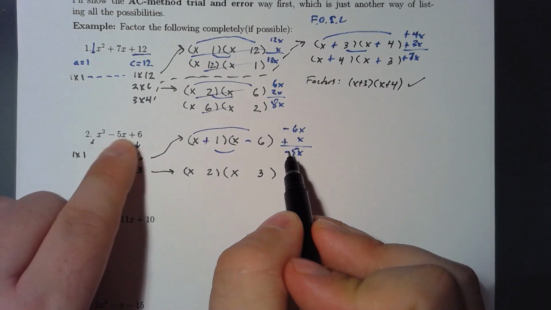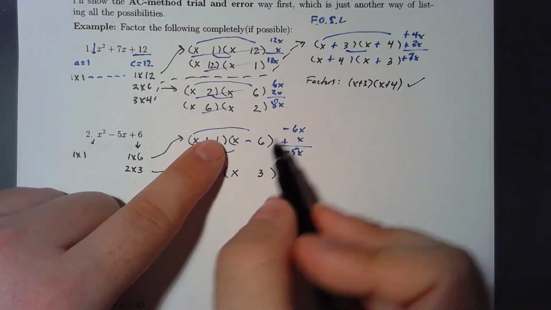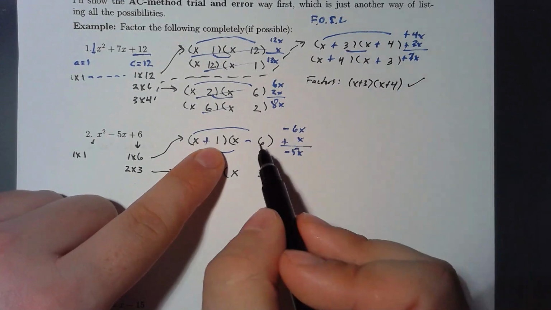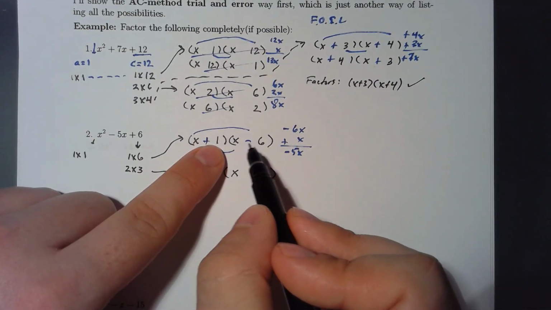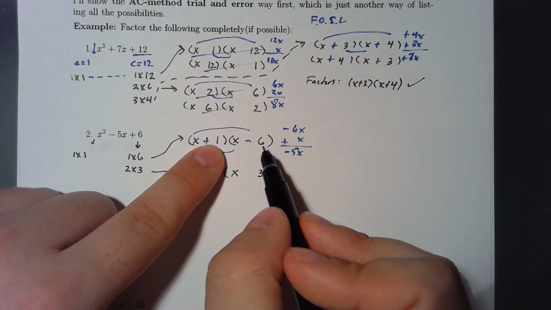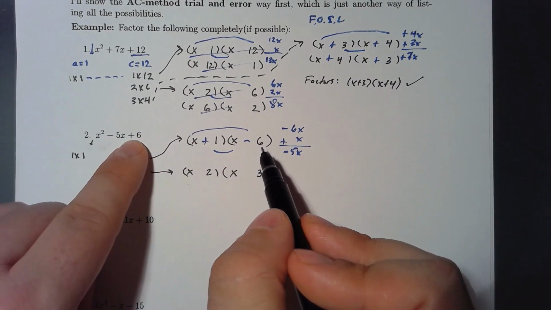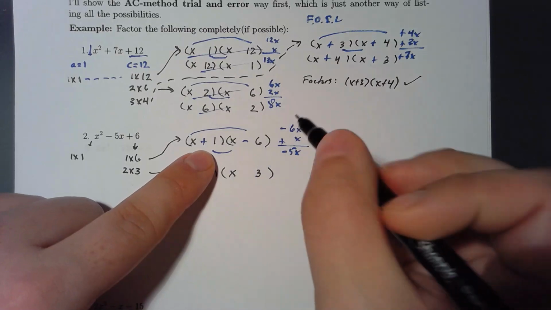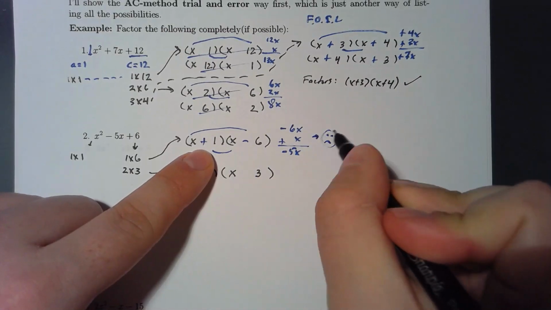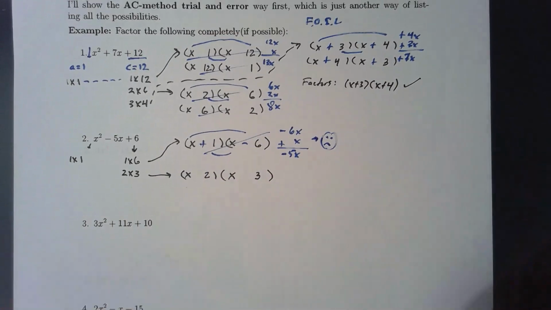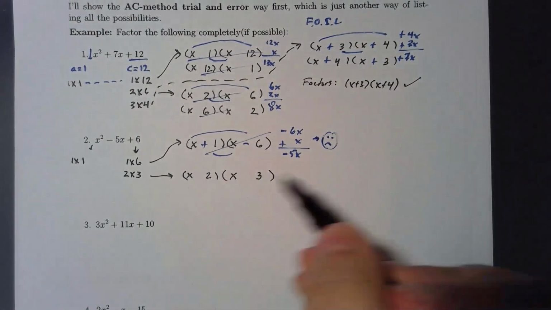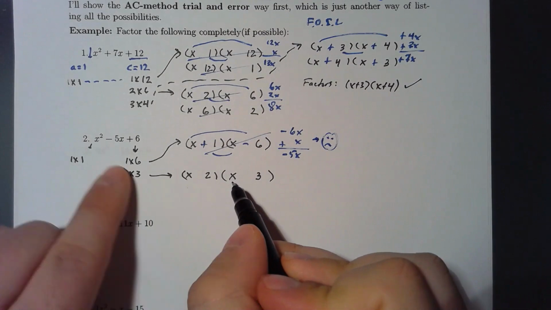All right, that works. But when I do the last part in the FOIL process, what's 1 times -6? 1 times -6 is -6. What do I have? Positive 6. So this one is not going to work. That one's no good. So let's try this one. All right, x times x is x squared.